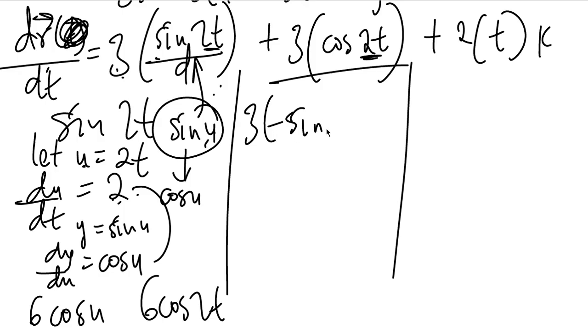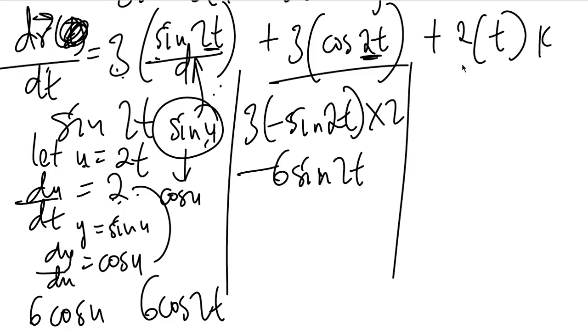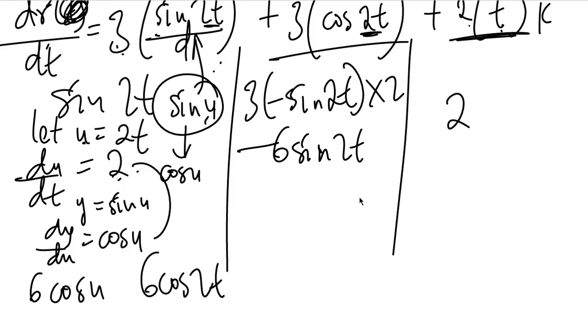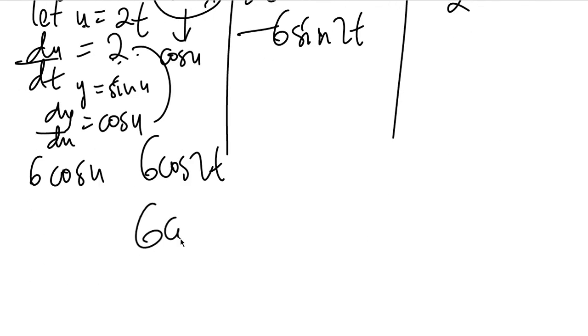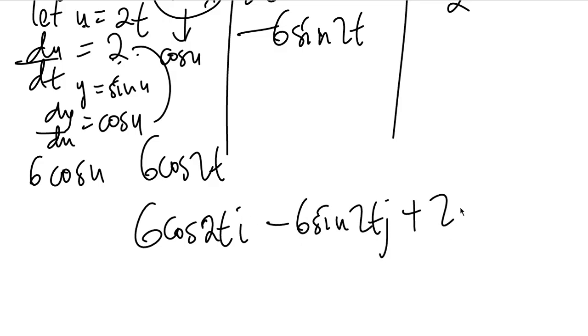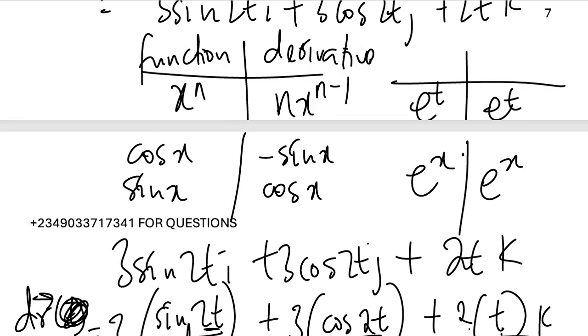So negative sine 2t and then multiply by 2. And that's going to be negative 6 sine 2t. And then lastly, for 2t, if we differentiate t, what are we going to get? 1, right? And then 2 times 1 is going to be 2. So our final answer is going to be 6 cos 2t i, negative 6 sine 2t j, and then plus 2k. And this is the velocity vector.